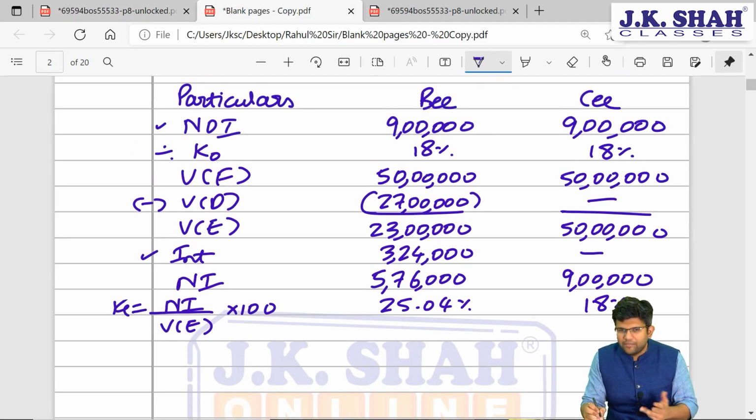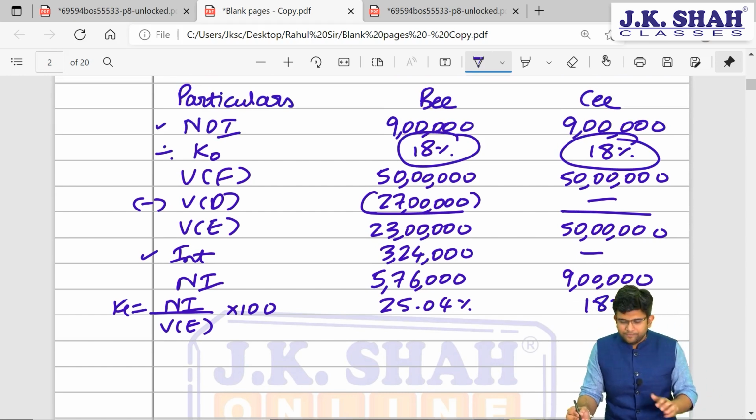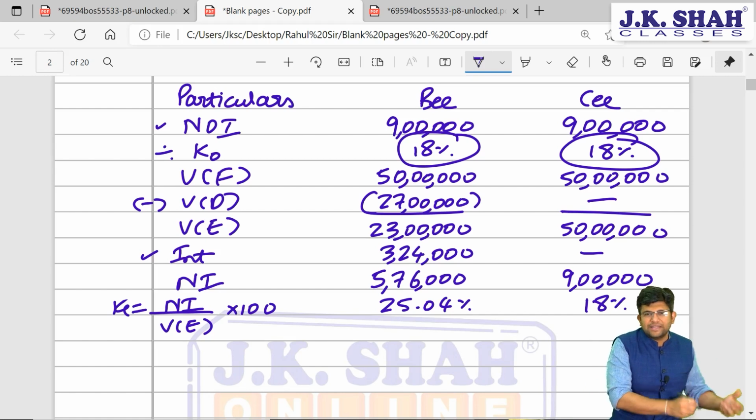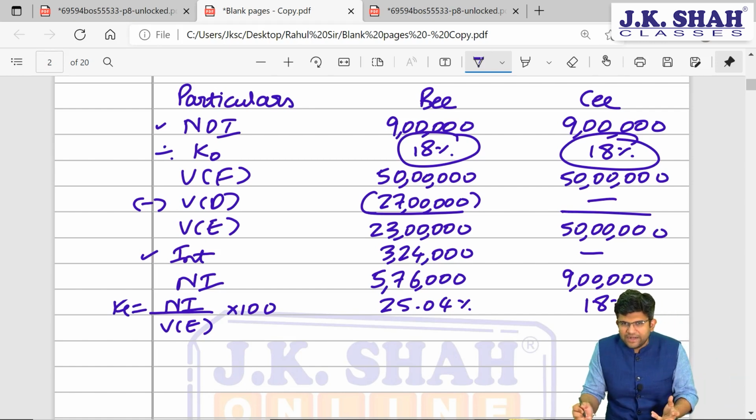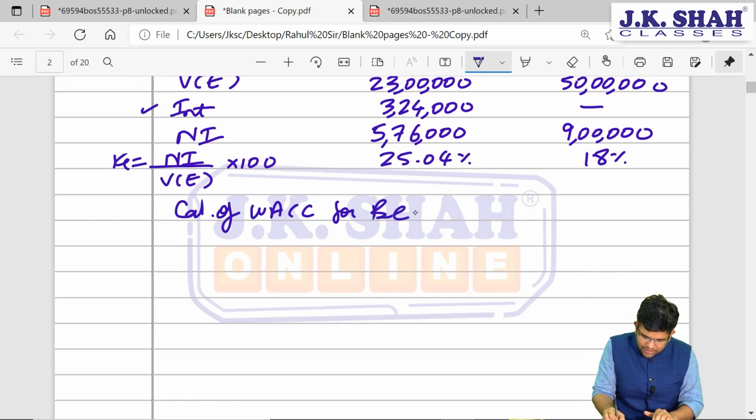Now this is actually a formality because WACC is nothing but KO, we already have it. We have to simply recalculate it using the weighted average cost of capital table. As far as C Limited is concerned, there is nothing to prove here because since KE and KO are the same, WACC also will be the same, 18%, because there is no debt. What I need to teach you is how to calculate WACC for B Limited. So I'll write down here calculation of WACC for B Limited.